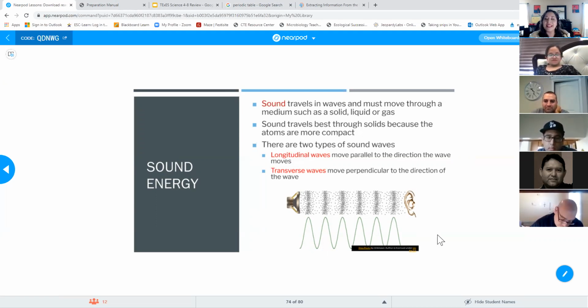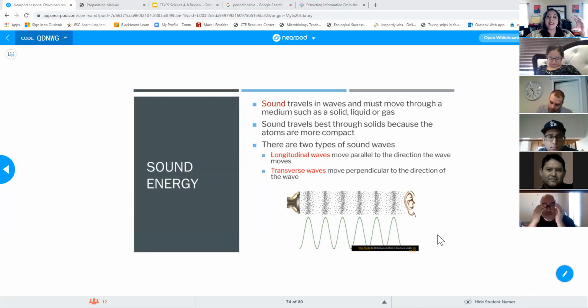Thank you. I forgot to mention that I need to add the video that talks about transverse and longitudinal waves. A longitudinal wave moves parallel to the direction of the wave, and transverse waves move perpendicular. For example, when I think of light waves, it's literally like a wave like that. But when we think of sound waves, think of a slinky, right?